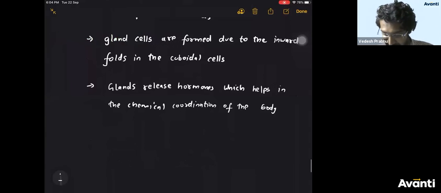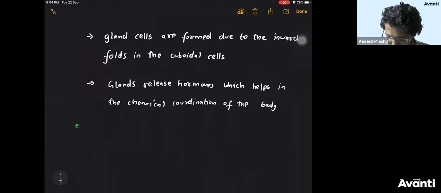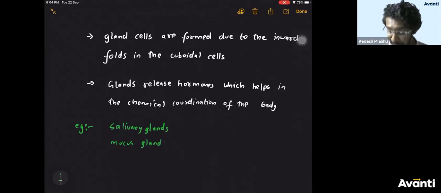So what are the examples? Let's quickly note down the examples. All the glands that you remember are examples of your glandular epithelial tissue, like your salivary glands, your mucus glands, your pancreas, etc. You can add on to all that. So this is all about your glandular epithelial tissue.